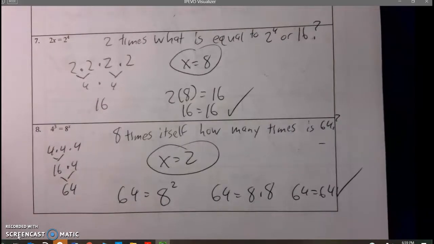All right, so at this point you're going to be moving on to your practice problems and exit ticket, so good luck.